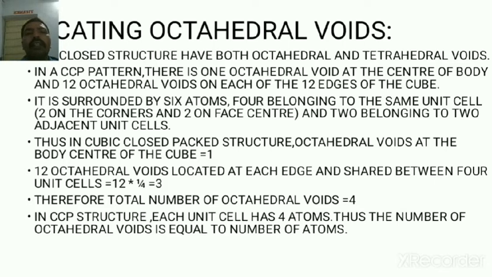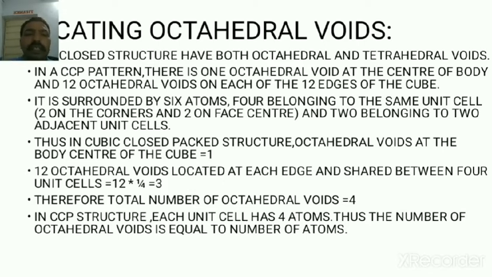This void on the edge is surrounded by 6 atoms, 4 belonging to the same unit cell, 2 on the corner and 2 on the face center, and 2 belonging to 2 adjacent unit cells. Thus, in a cubic close pack structure, there is 1 octahedral void at the body center of the cube, and 12 octahedral voids located at each edge and shared between the 4 unit cells. Therefore, 12 into 1 by 4 is equal to 3 octahedral voids generated at the edge and 1 at the body center. Therefore, the total number of octahedral voids is 4.